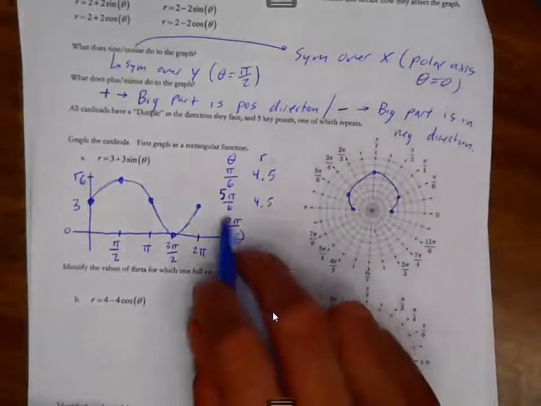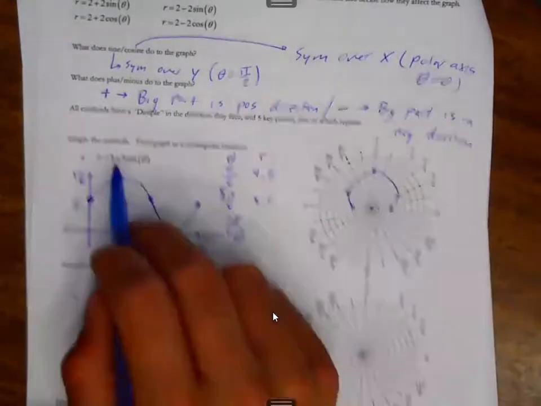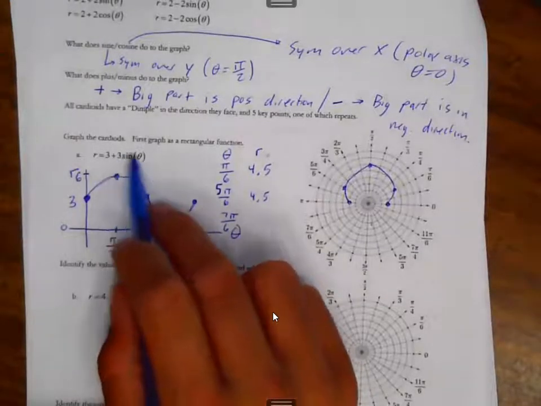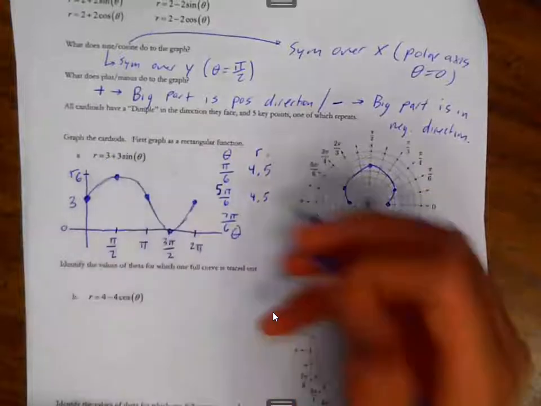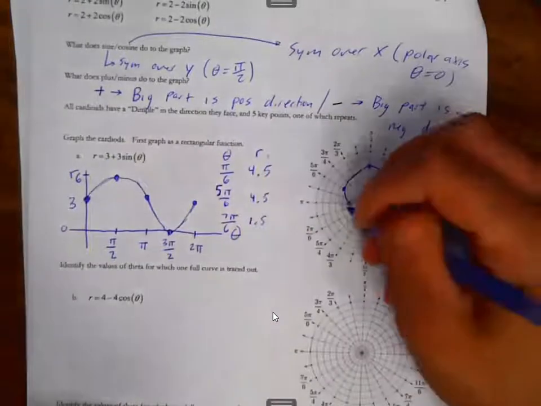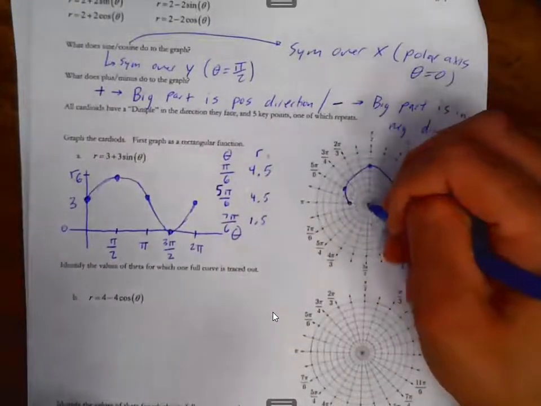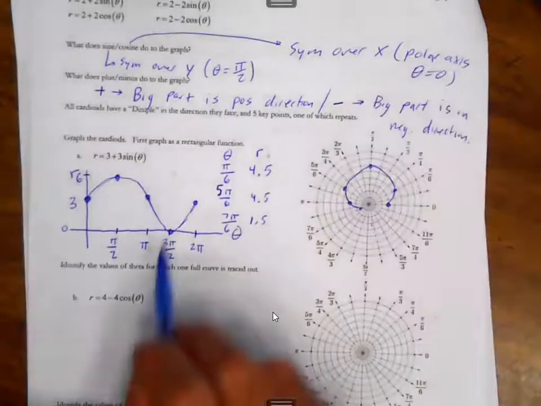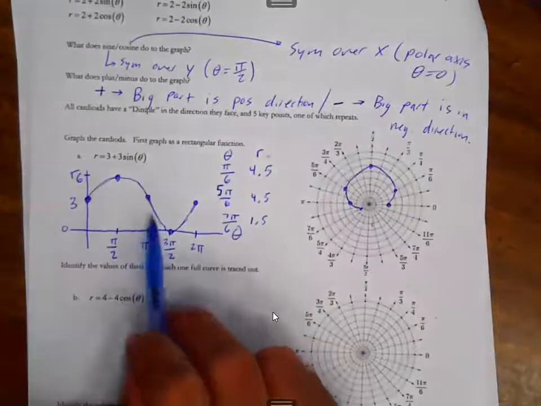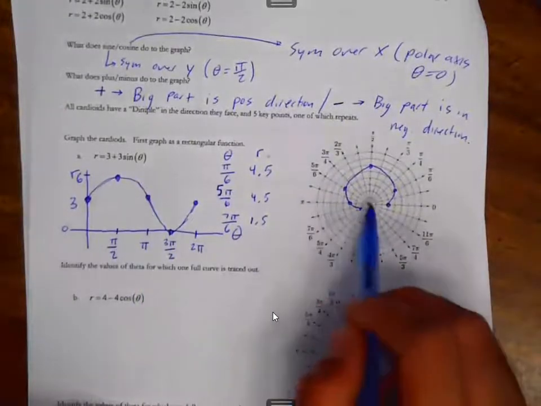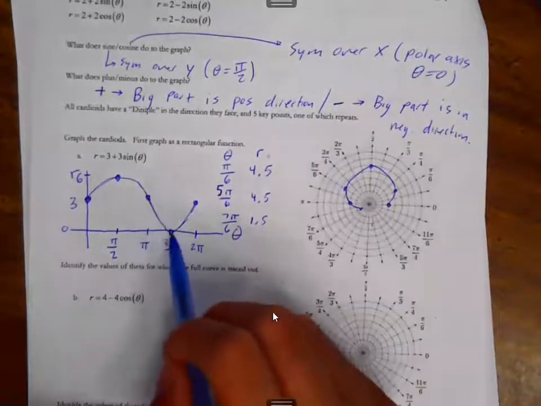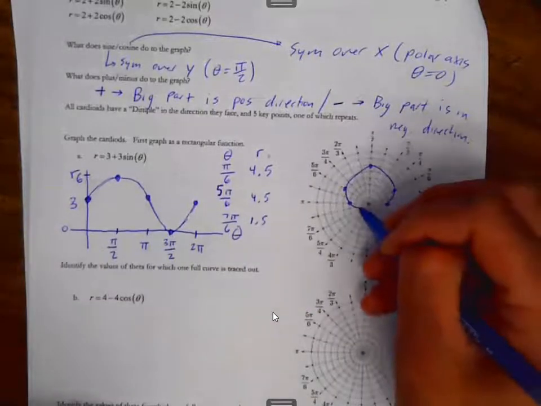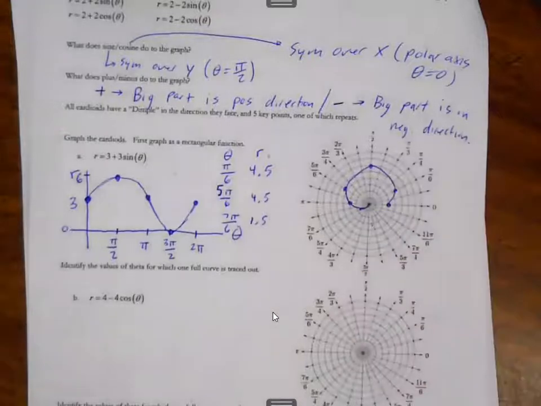All right. So 7 pi over 6. The sine of 7 pi over 6 would be negative 1/2 times 3 is negative 1.5 plus 3 is 1.5. So you have another point right here at 7 pi over 6 comma 1.5. And then as we go from pi to 3 pi over 2, so like this angle to that angle, R is decreasing to 0. So as you're rotating, you're getting closer to the pole. And that's where that dimple occurs.